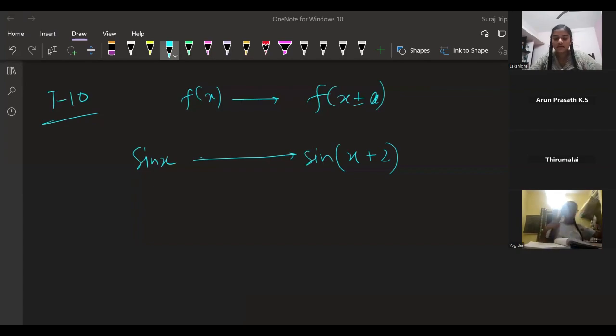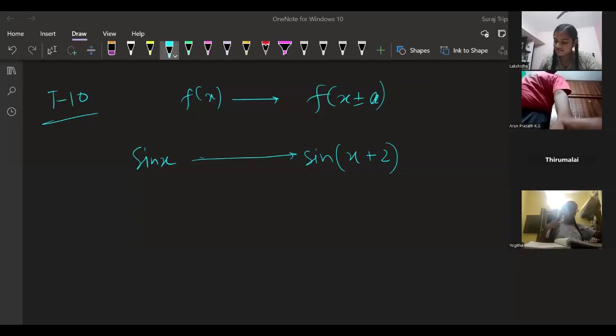How will you draw this graph, from sine of x to sine of x plus 2? While adding any number to x, that is the variable, we are changing f of x to f of x plus or minus something. If you are adding, that means we have to shift the graph. Let's see the example first of all.